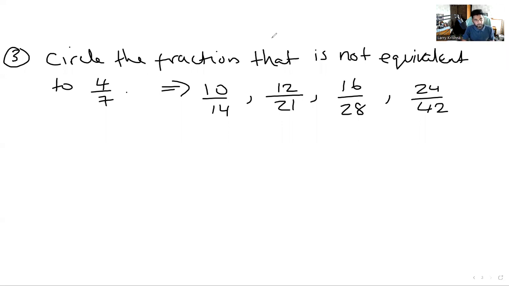Okay, in this question, we're asked to circle the fraction that is not equivalent to 4/7. So the topic of this question and what we need to really do is look at our fractions that we've been given, and we need to find common factors in each fraction, ultimately reducing the fraction to 4/7 or reducing it to its simplest terms. Okay. So let's start with the first one.